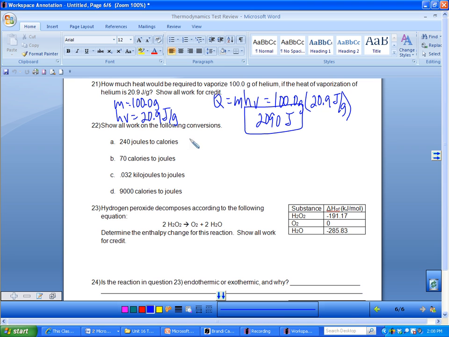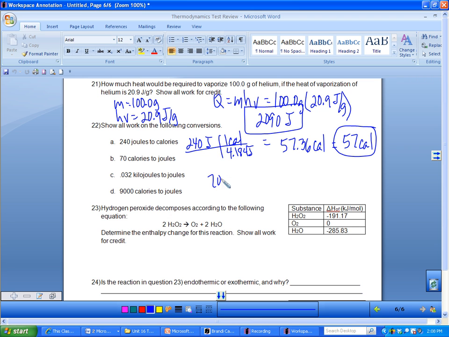Now I got to convert joules to calories. Every calorie is 4.184 joules. So I'm going to divide 240 by 4.184. And when I did that, I got 57.36. But I wanted two significant digits. So I recorded it as 57 calories and moved on with my life.